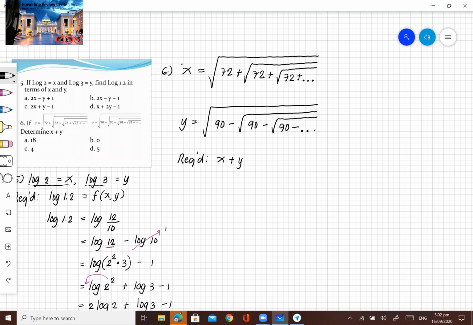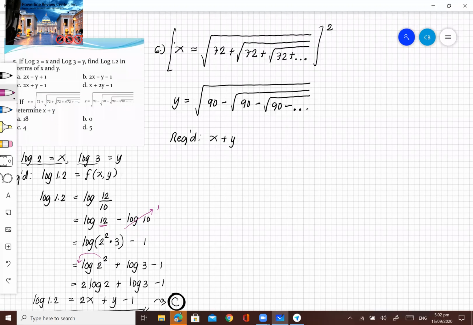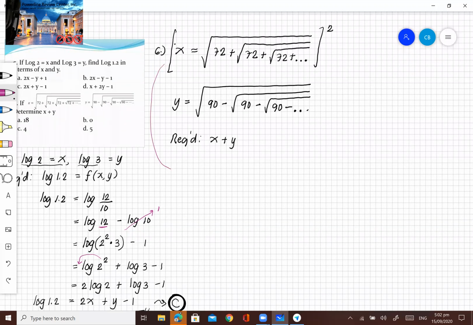So, let's say sa first equation, square natin yan. So, after squaring the first equation, i-rewrite ko rito, ano magiging equation natin? So, it will resolve into x squared equal. So, natanggal na yung isang square root. We have now only 72 plus.